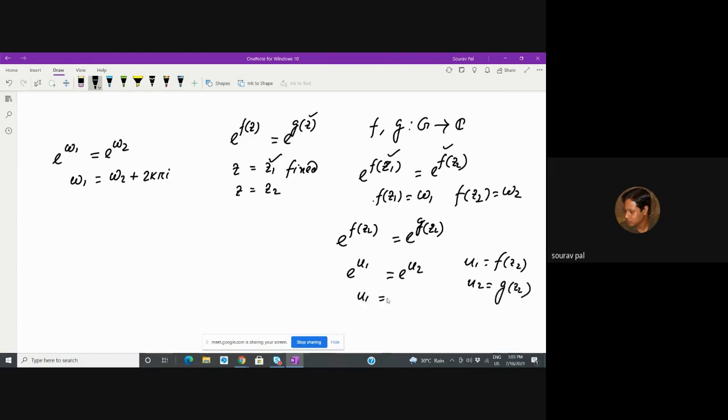Then what can you say? u1 equal to u2 plus 2 m pi I for some m. And this m and this k, they are different because the points are changed, right? So they are different. So this is the reason k will vary.